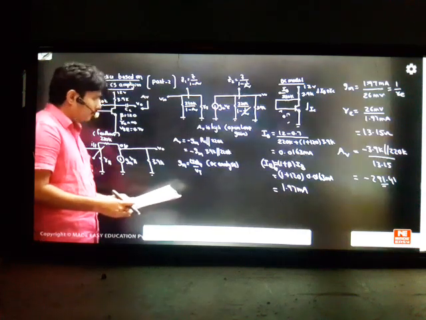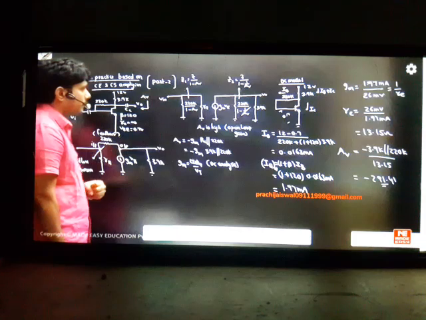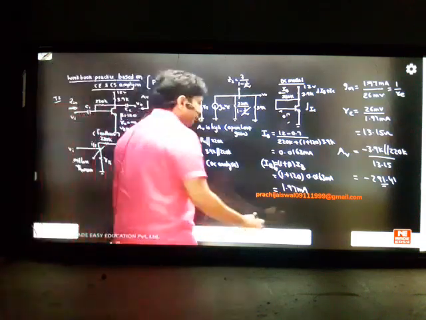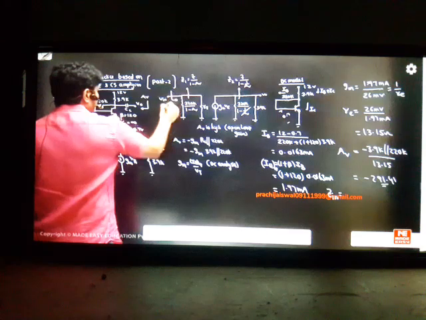Let's see. So AV is minus 291.41. It is a very interesting question. Most of the students will find this question difficult. Try to see the procedure for this. And what is the input impedance? If anybody asks, you are calculating the input impedance from here.